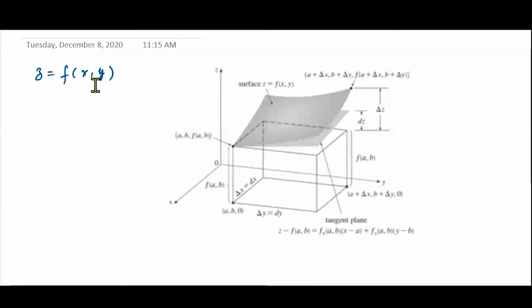z is equal to f of x and y. Now we can extend this to 3, 4, even infinite variable functions. And mathematicians, yes, there's such a thing as infinite dimensional functions. Okay, but let's just do the 2, because then we can see.